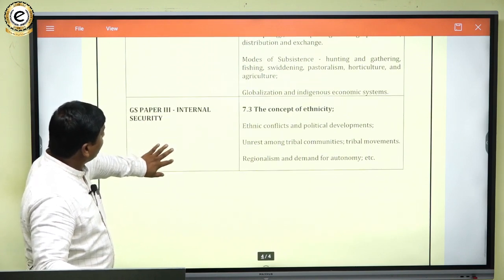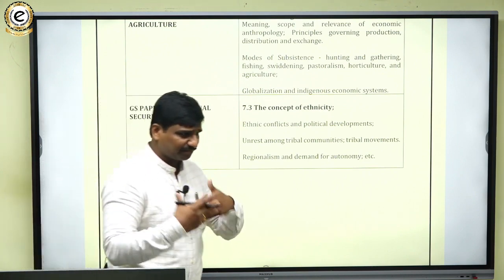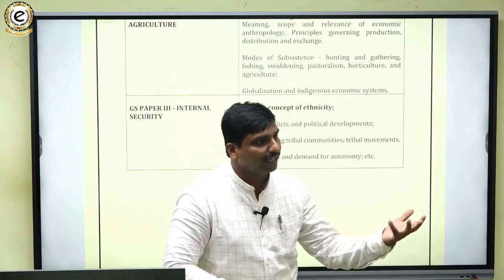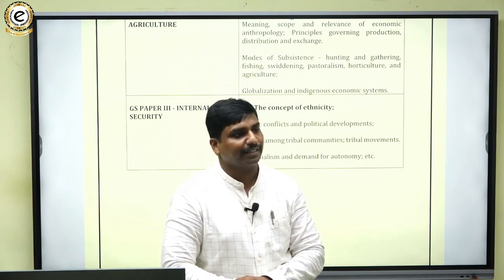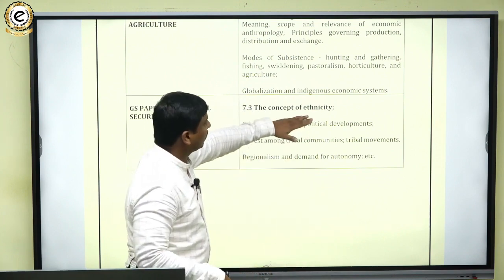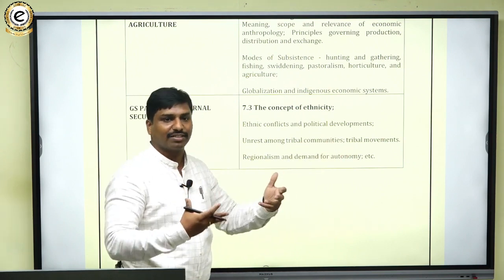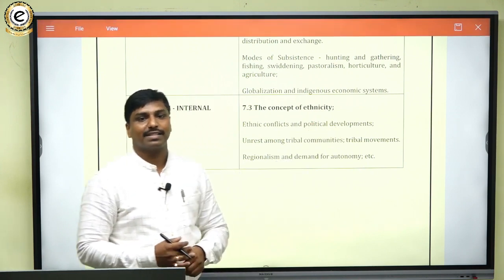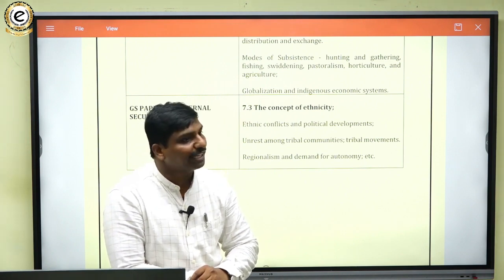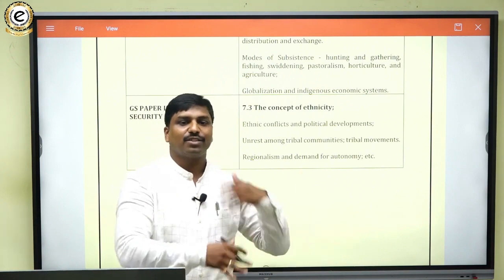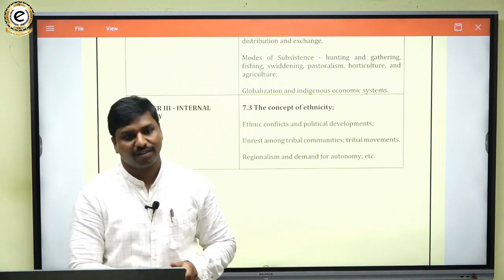So likewise, the last section is internal security. In internal security also, we have some things like the issues related to regionalism and ethnic conflicts, like one of the internal security challenges is clashes among the communities, communal clashes. So here we will have the concept of ethnicity, where we will talk and discuss about the unrest among tribal communities. That means tribal conflicts or ethnic conflicts and political developments. Ethnic conflicts means clashes between two communities, like what's happening presently in Manipur, like the issue between Kukis and Meiteis. So such kind of things will be studied. So same things would be relevant from the internal security portion also, right?